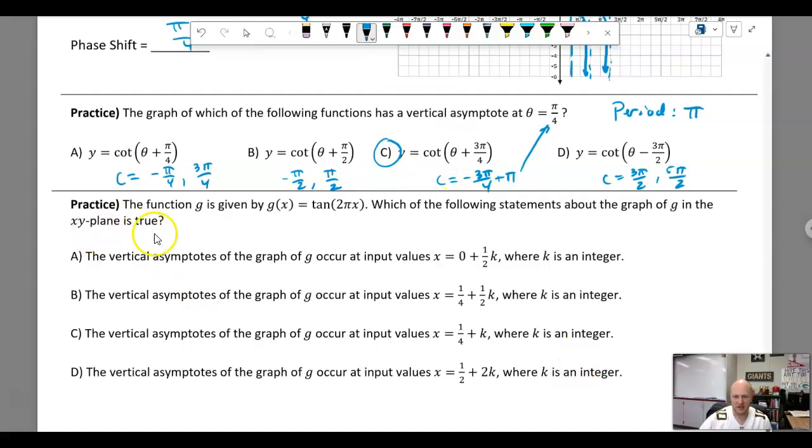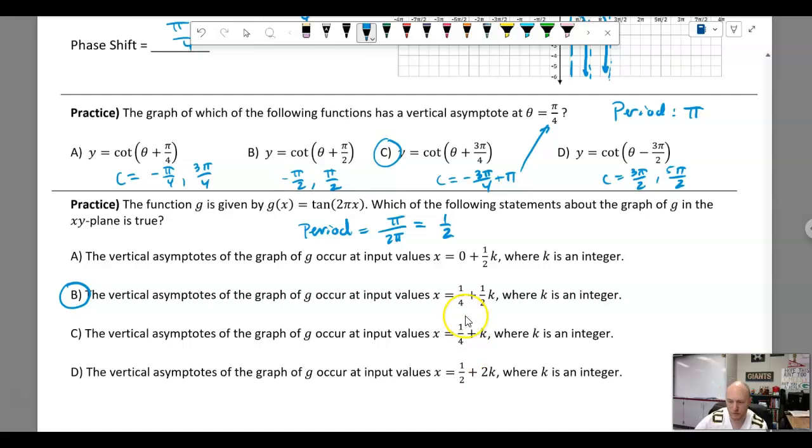All right, last practice problem here. The function g is given by g of x equals tan of 2 pi x. Which of the following statements about the graph of g in the xy plane is true? Vertical asymptotes occur at, where do they occur? Go ahead, pause me, try this one, and then we'll go ahead and look at the answers. Okay, hopefully you got B here.